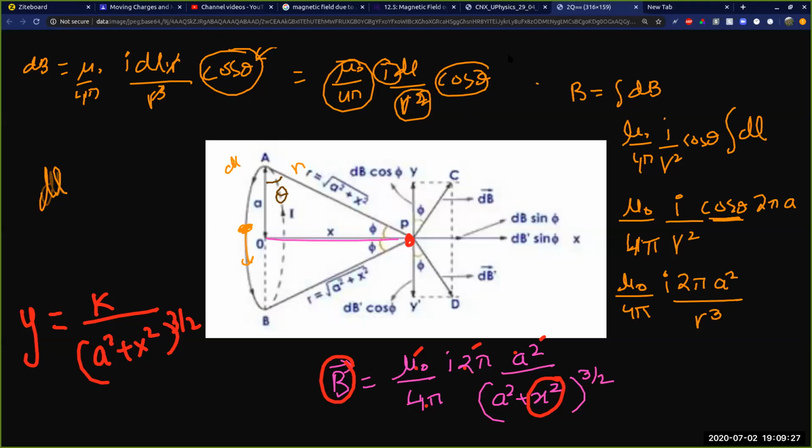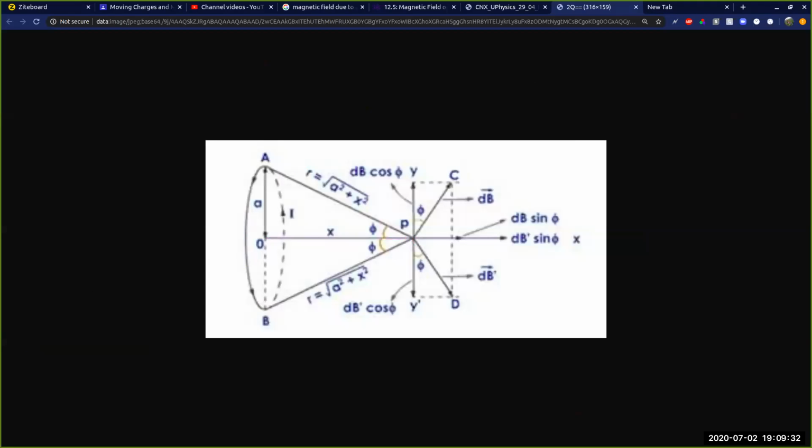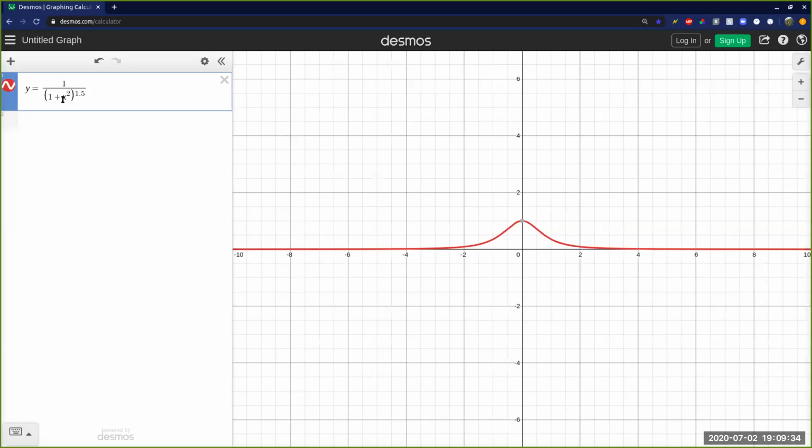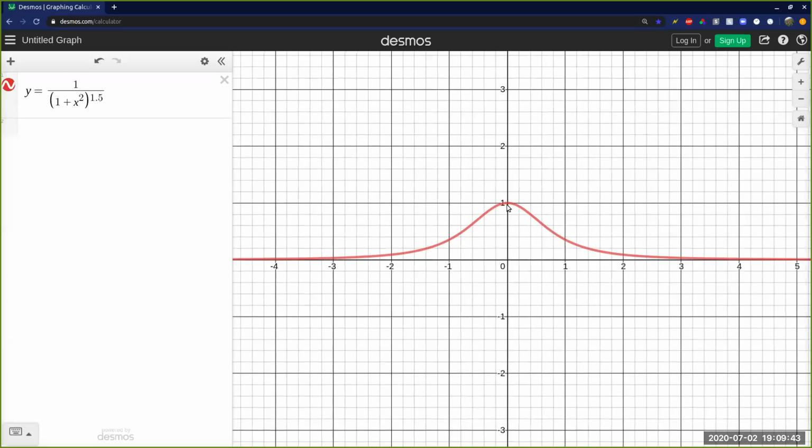Make this thing. See, this is y is equal to some constant, 1 by constant 1 plus x square raised to 1.5. And this graph looks like this. So there is a maxima. What is K? That is a constant, right? So just quickly write this and make this diagram quickly.